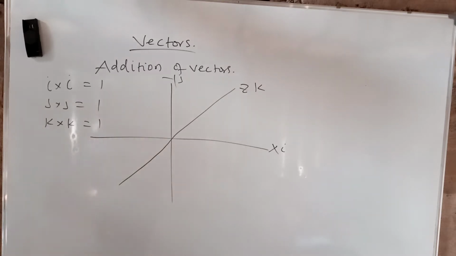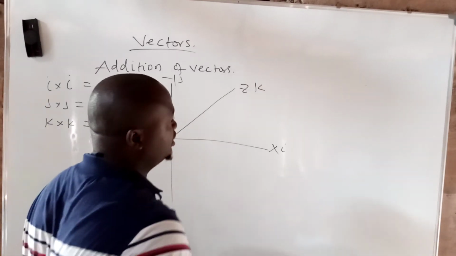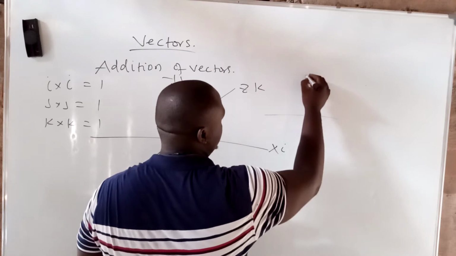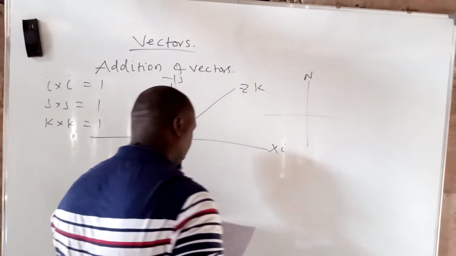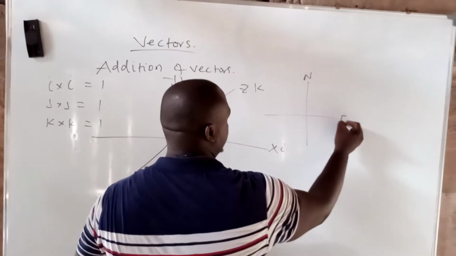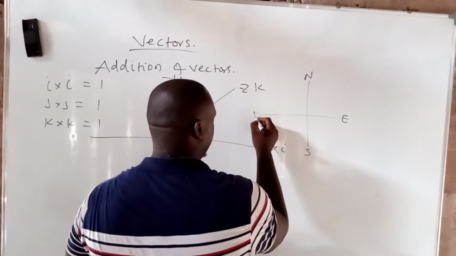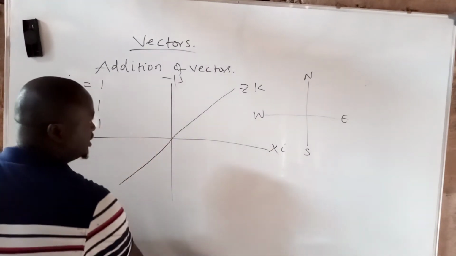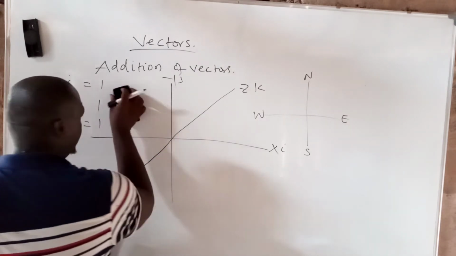And before I enter into this example, I want you to know something. Now, of course, using the map, this is the north. We have done something like this. This is the east, this is south, and here is west. Now, be very careful with this.